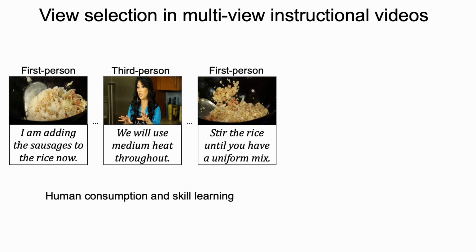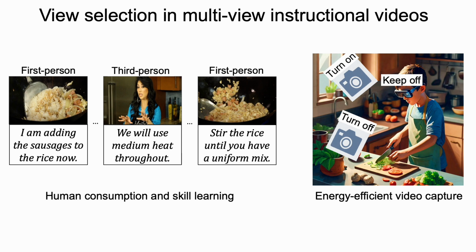Solving this view selection task has important real world applications. First, as we saw earlier, it can be used in the post-capture editing stage to create informative how-to videos that a human can consume and use for skill learning. It can also potentially be used in energy-conscious capture settings where it's not feasible to keep all cameras on at all times and instead you need to smartly decide which cameras to use at which point in the capture.